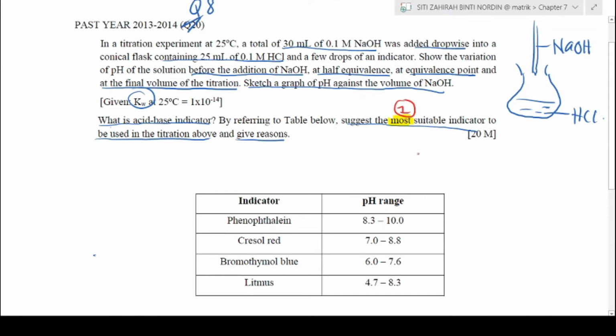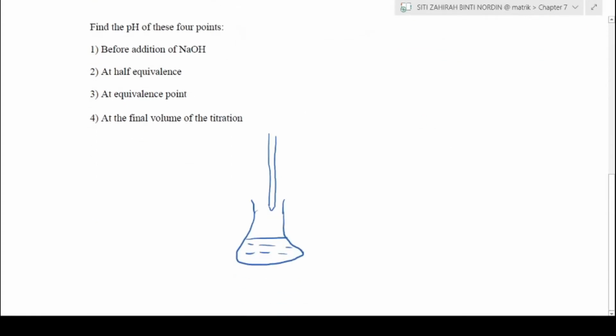So let's check how many questions we have in this question. First, we need to find the pH before the addition of NaOH, next at the half equivalent, at equivalent, and the final value of titration. Lastly, sketch a graph of it, and then define your acid-base indicator, and then lastly suggest the most suitable indicator. So you are given these indicators with the pH range below, and we only choose one. So this is my summary because I want to fill in what is the pH and what is the volume of sodium hydroxide used for us to get to this point.